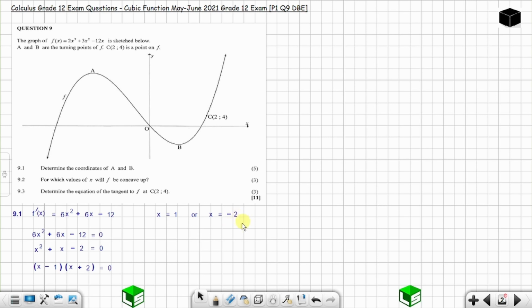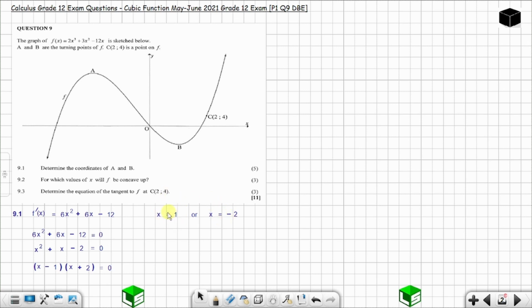So you have the x coordinates of the turning points for A and B. You can see for B, x is equal to 1 because B is on the positive side, and for A, the x coordinate is equal to negative 2 because A is on the negative side. So now you need the y coordinate when x is equal to 1 and when x is equal to negative 2. You're going to take f of 1 to get the y coordinate of this value, and f of negative 2 to get the y coordinate of this value.